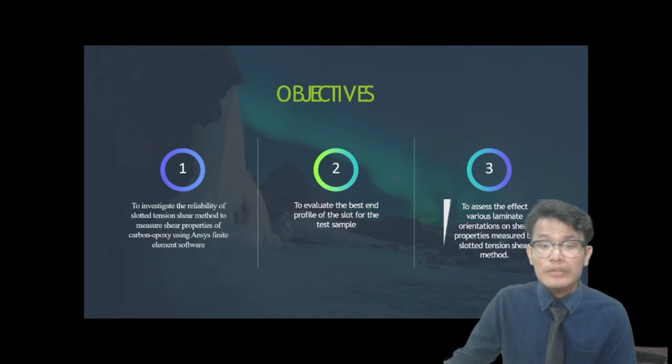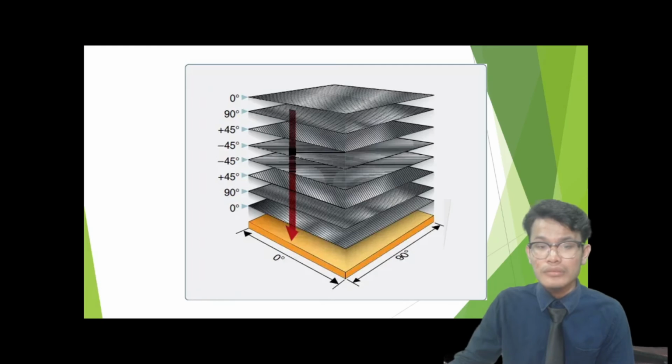The third objective is to assess the effect of various laminate orientations on shear properties measured by the slotted tension shear method. As we know, the composite laminate material consists of laminates of combined material. It can be combined by different orientations. The type of different orientation will affect the performance of the composite material. This picture shows the orientation of a laminate.